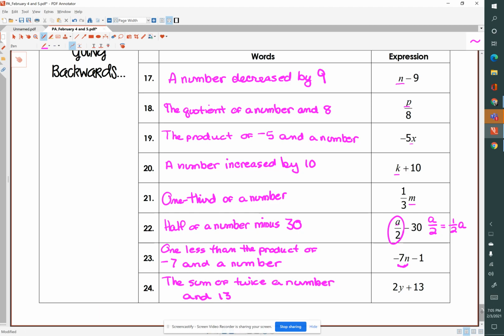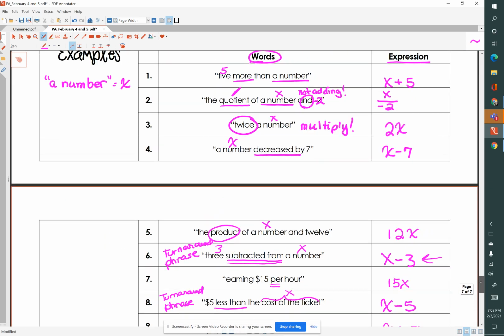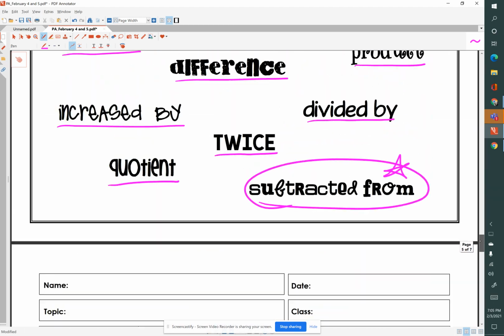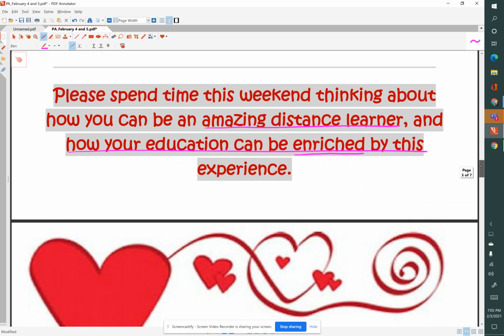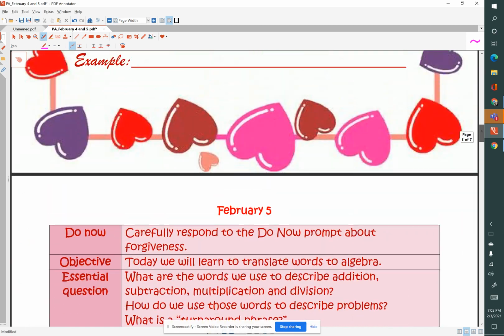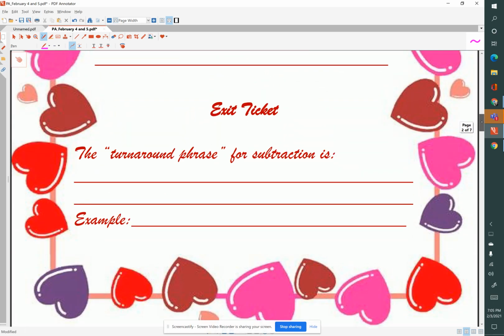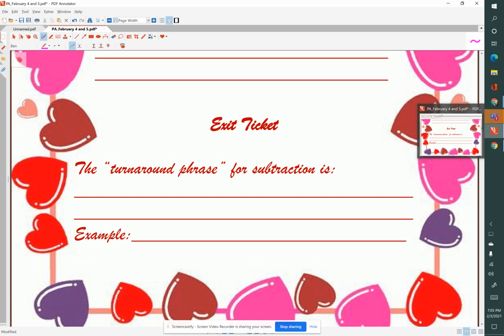Oh, you think you're really getting close to doing a lot of algebra. We're doing some good preparation for it. So our exit ticket asks, what is the turnaround phrase for subtraction? And whether you're in the February 4th group or the February 5th group, it's the same exit ticket and the same question. So I'll just answer it right here.